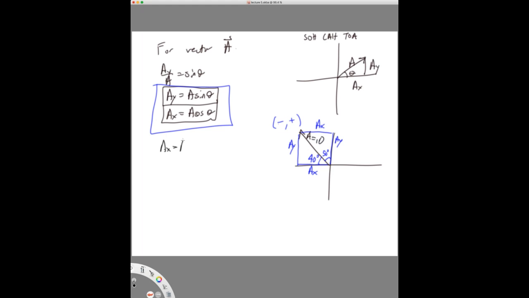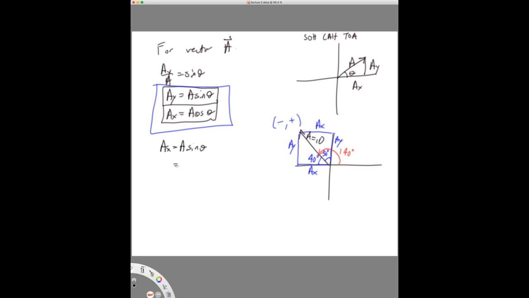AX will be A times the sine of theta. The question is, which angle is theta? Is it the 40-degree angle or the 50-degree angle? And the answer is, and maybe you picked up on this from the lab, neither one is theta. Theta is that one. So if I have a 40-degree angle here, then this one must be 140, because those two have to add up to 180.